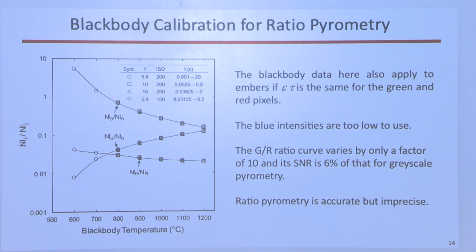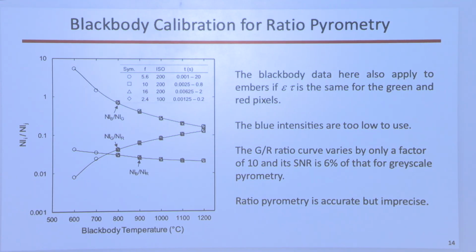But if you can buy into the fact that the emissivity times the transmittance is the same for the red as it is for the green, and that's an assumption we make that may have some problems, but it's certainly better than assuming that it equals unity, then you have a method of measuring your temperatures.